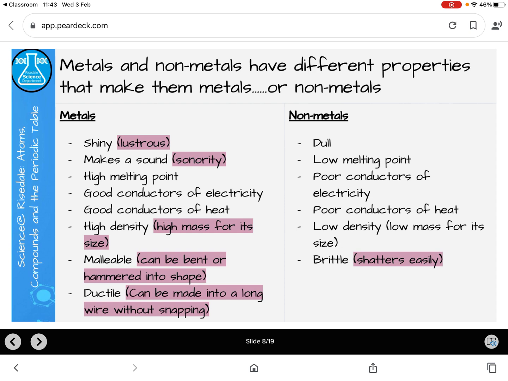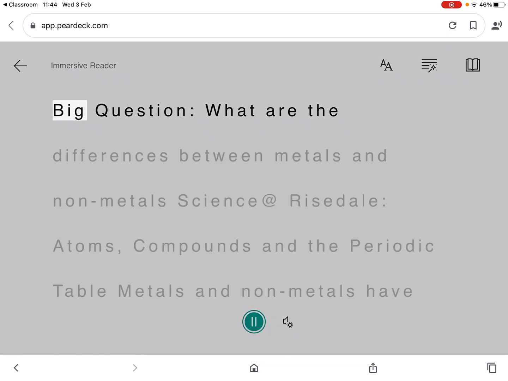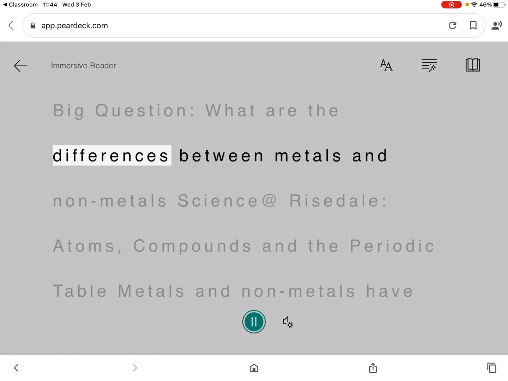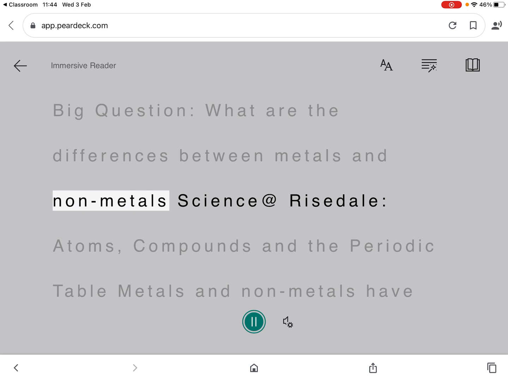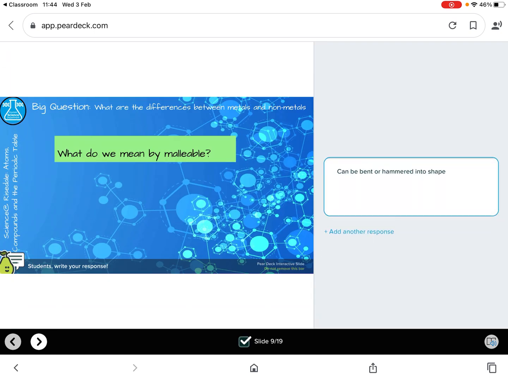Now I just want to remind you about this button here called Immersive Reader. If you struggle to read large amounts of text, you can press the Immersive Reader button and then click play. Big question. What are the differences between metals and non-metals? Okay, so it will read the slide to you so that you don't have as much reading to do if you need some help pronouncing those words.